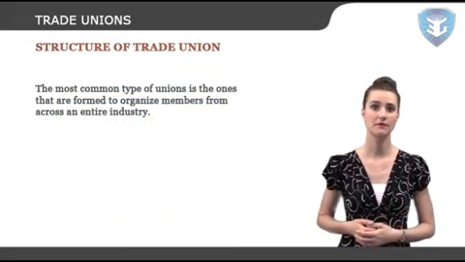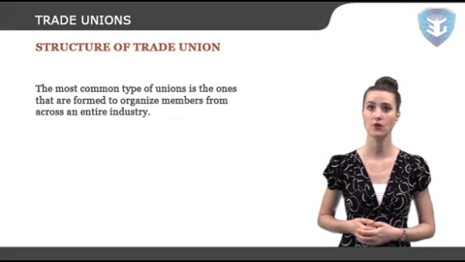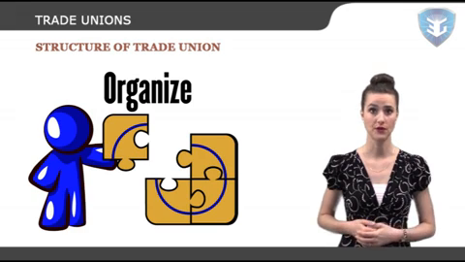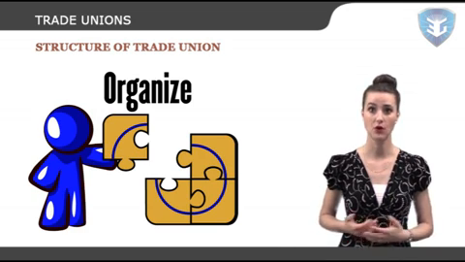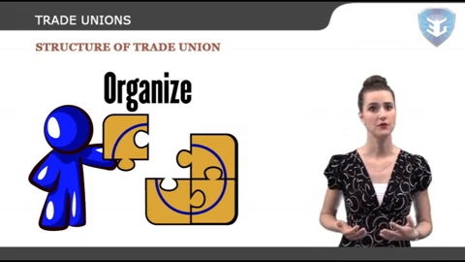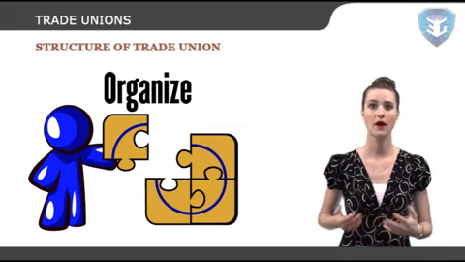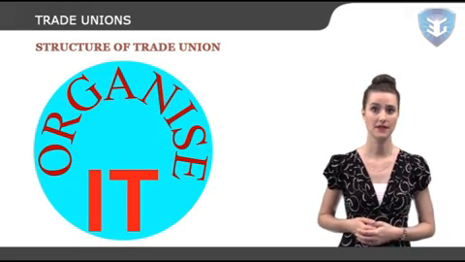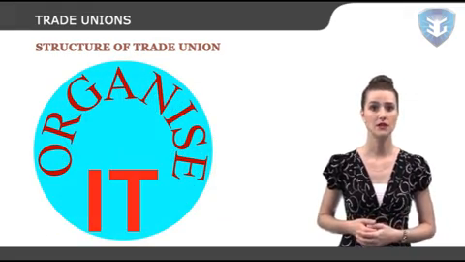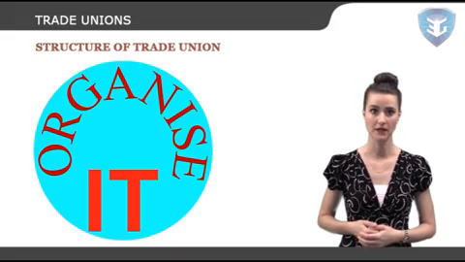The most common type of union is the kind formed to organize members from across an entire industry. The Auto Workers Union is a good example of this. It covers people in a variety of different jobs across the industry. Other unions may target only members who are in a specific occupation. The teachers' unions are an example of this. There are also some unions that will accept members from any occupation or industry.